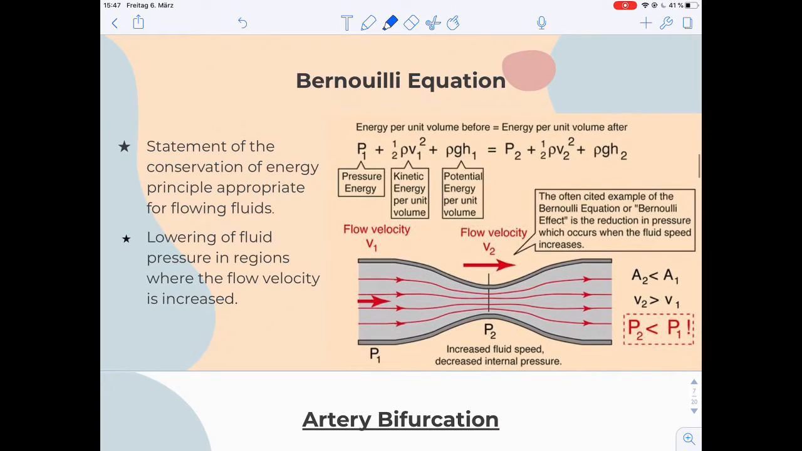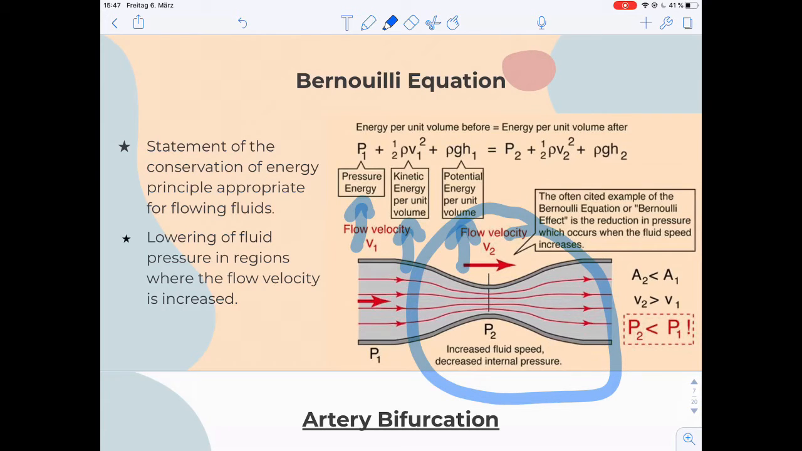The Bernoulli equation is a statement of the conservation of energy principle appropriate for flowing fluids. And we can see how in this narrowing we have an increased fluid speed but a decrease in pressure. So this is the equation that relates point 1 and point 2 and has pressure energy, kinetic energy, and potential energy, always taking into account the conservation of energy.